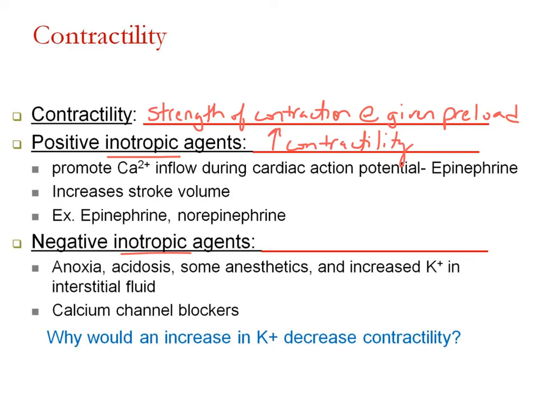So remember, during the plateau phase, calcium floods in. These agents can increase the amount of calcium that comes in. You have more calcium coming in, more cross bridges, greater strength of contraction. Okay, so this would increase the stroke volume because we're contracting harder. Okay, negative inotropic agents would do the opposite. Okay, these, of course, would decrease contractility.